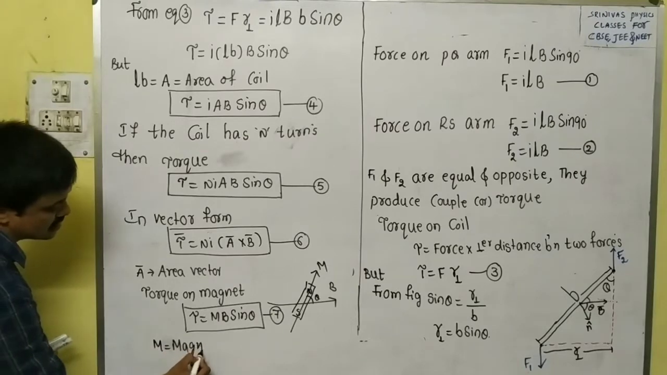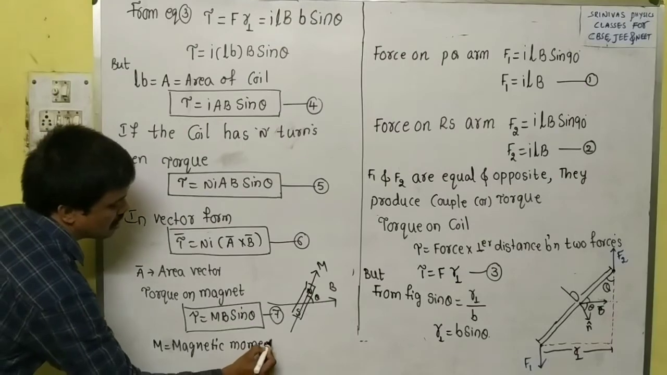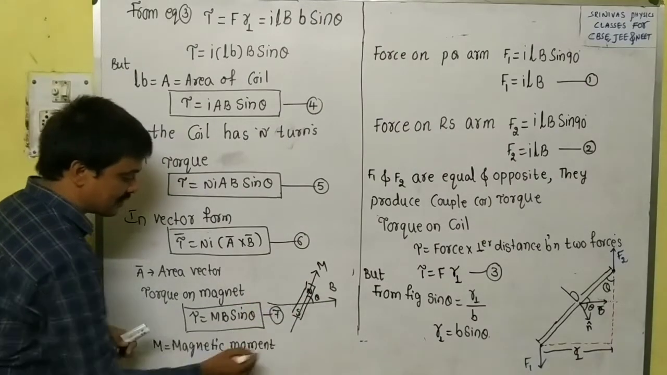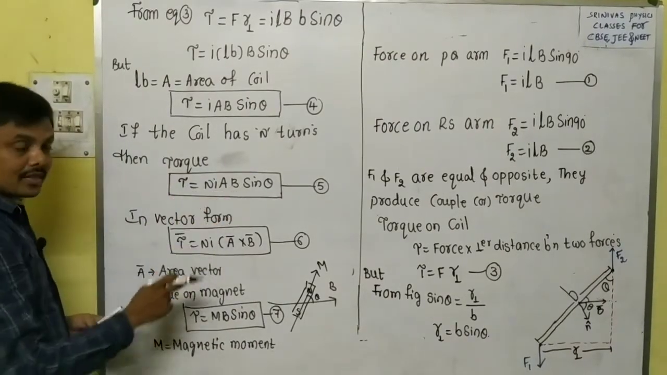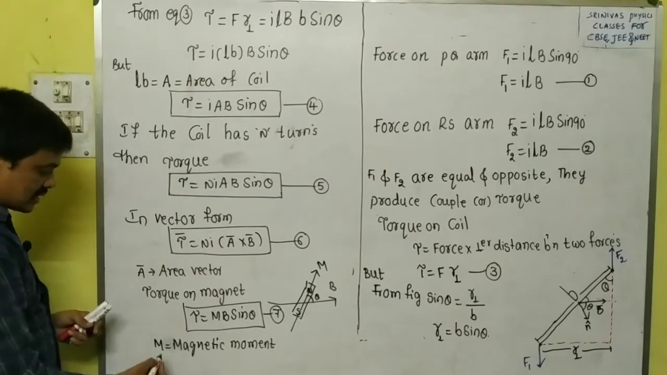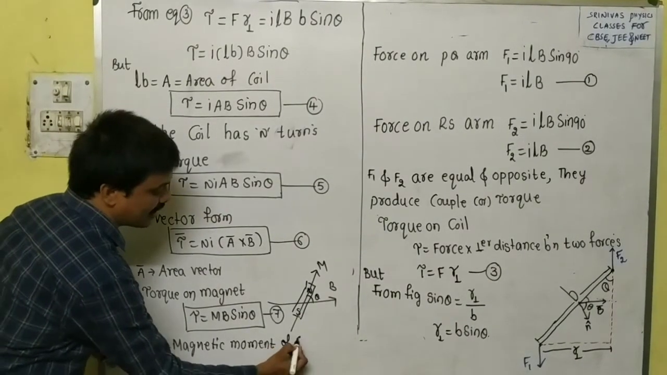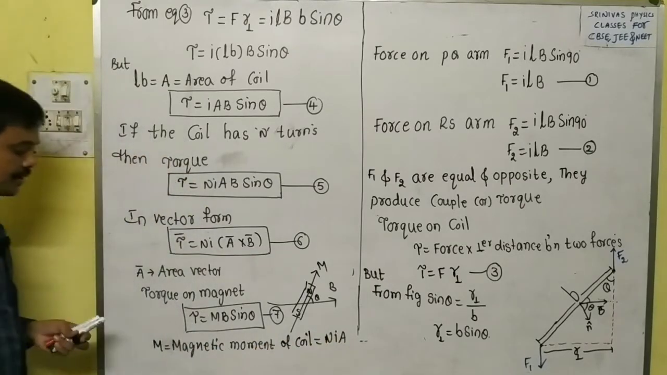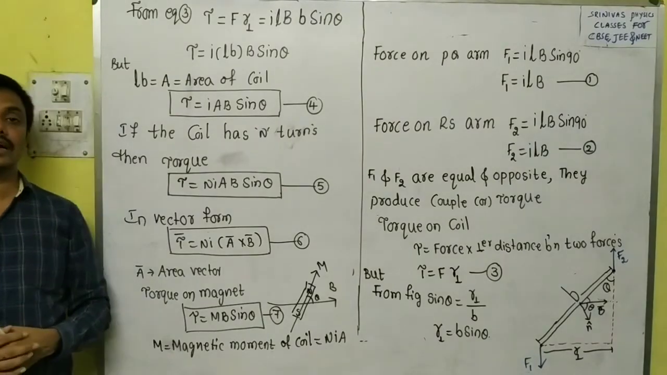Magnetic moment of a bar magnet. In the case of a bar magnet we got the torque formula, but in the case of a coil the formula is this one. Then the coil also acts as a bar magnet. Its magnetic moment we can write as the magnetic moment of the coil, NIA.